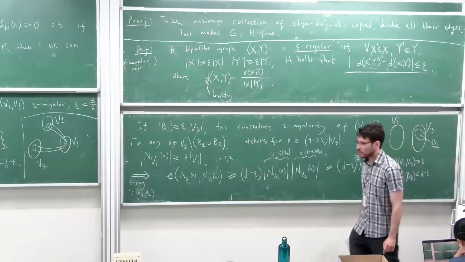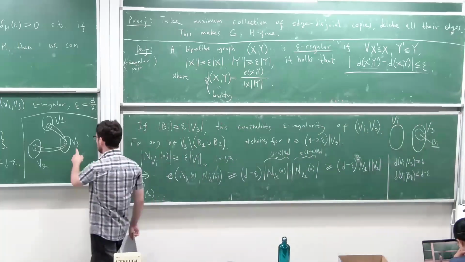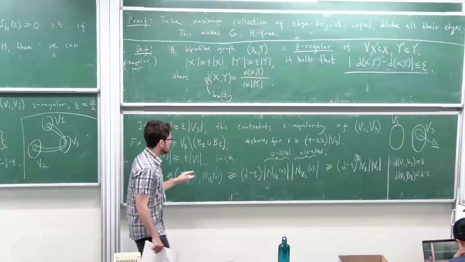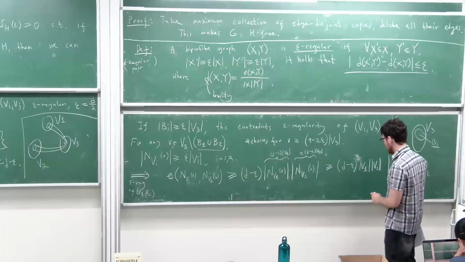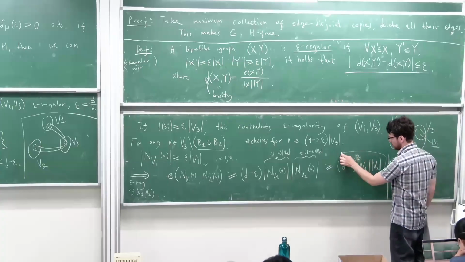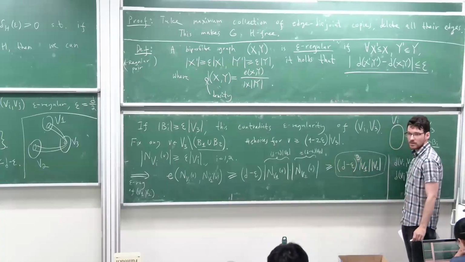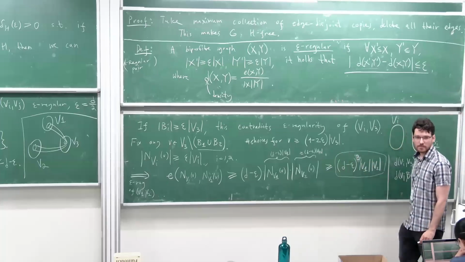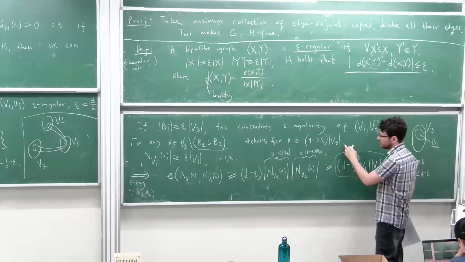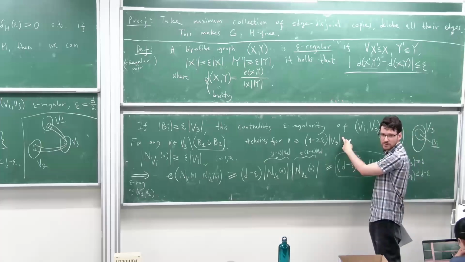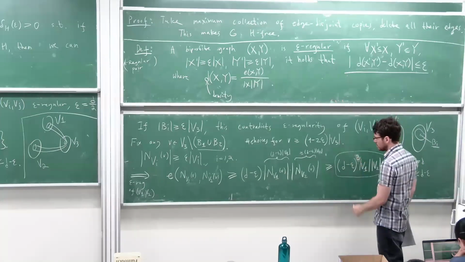So what we saw so far is that if we take any v which is not in any of these B sets, then v is contained in many triangles. So now we will just sum over. We can multiply this by the number of choices for v, and that's how many triangles we get. Okay.